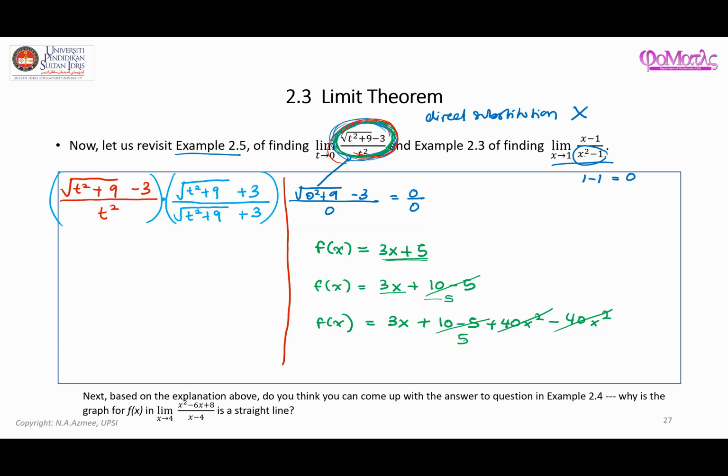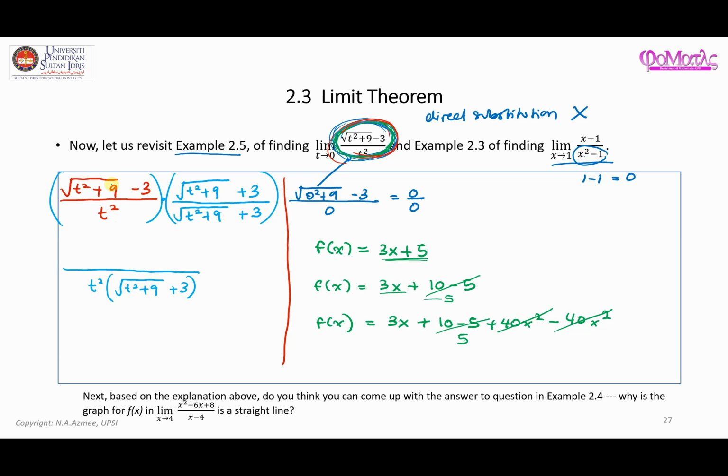By doing that, we can continue with the process. For the bottom part, it's going to look like this. You multiply this with this one, so we have t squared, times the square root of t squared plus 9, plus 3.